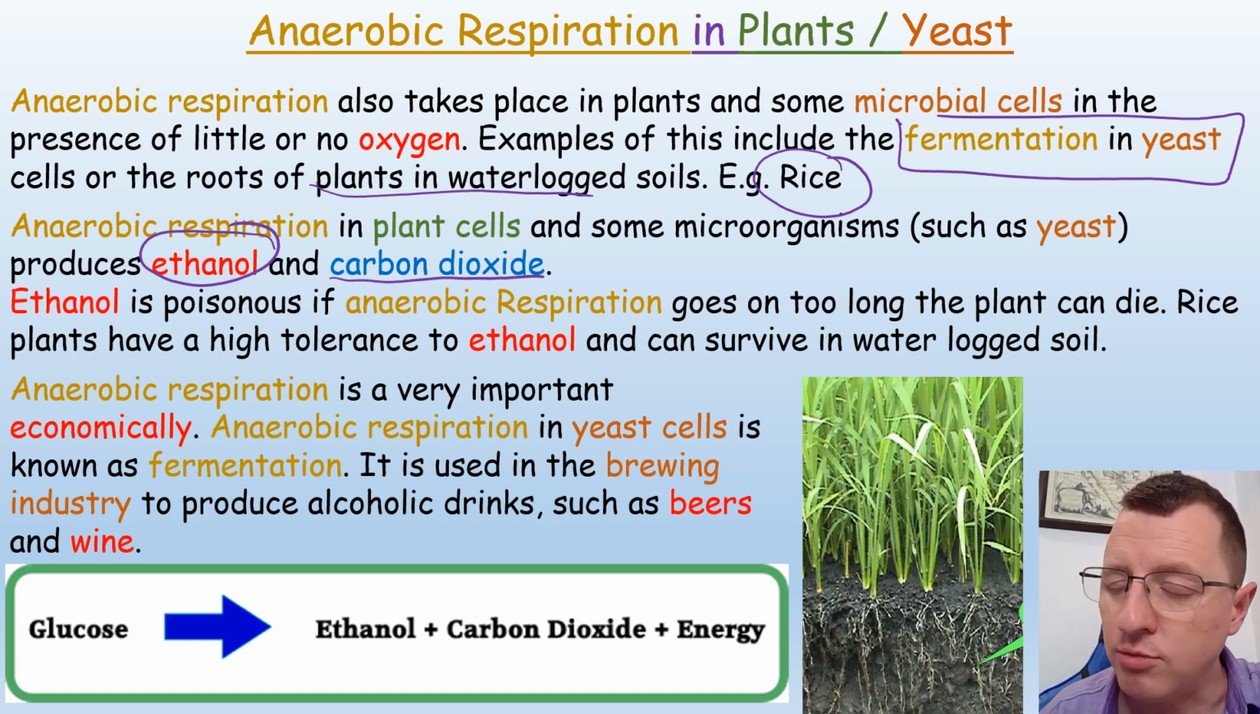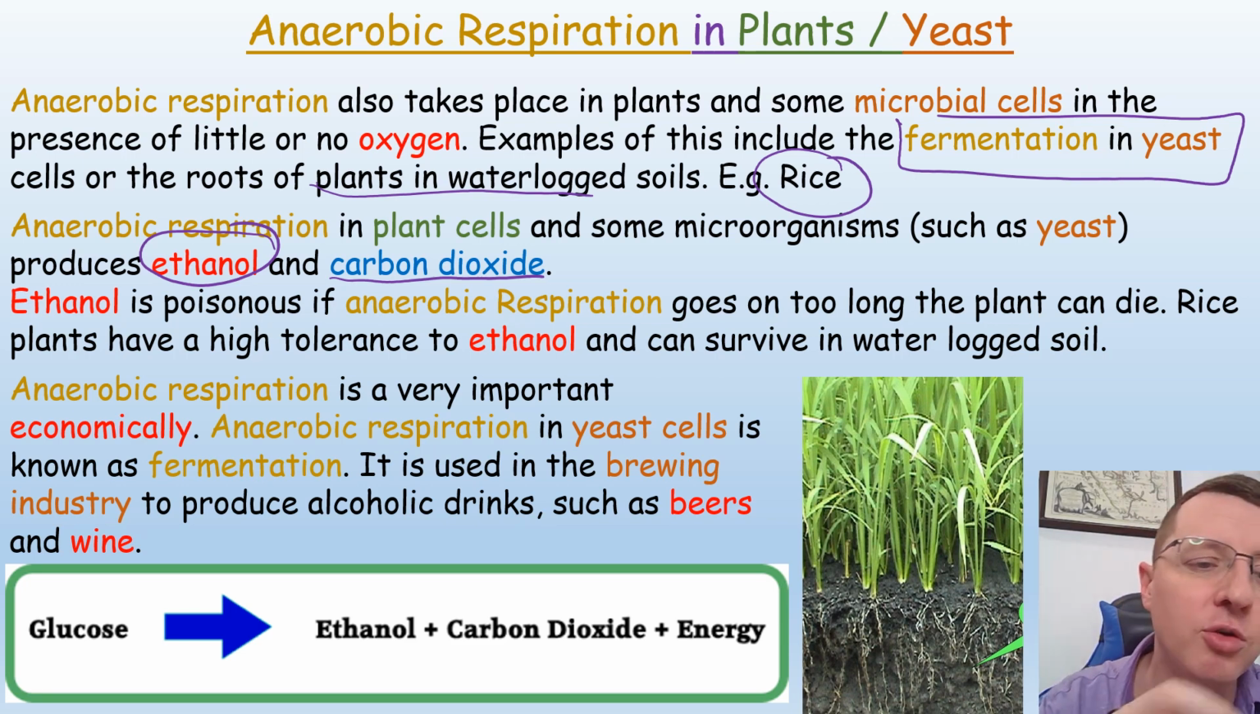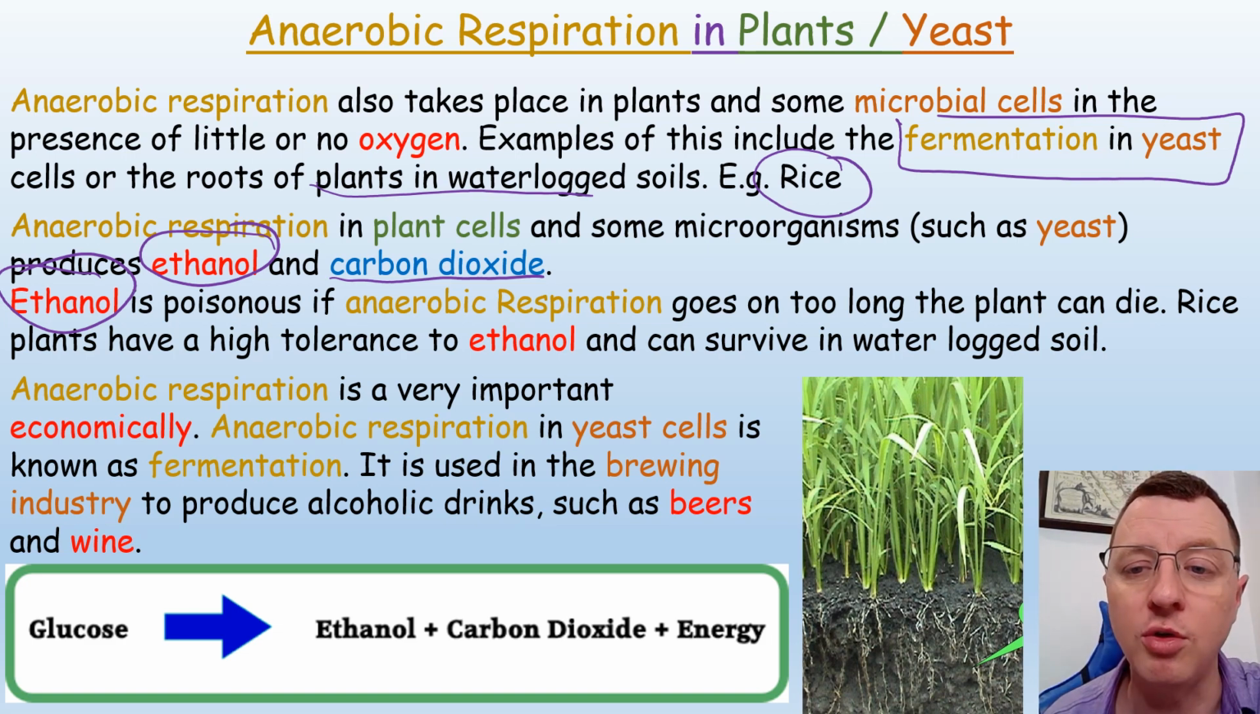So those root hair cells within the waterlogged soil will begin to carry out anaerobic respiration, and that means they're going to produce ethanol. And ethanol is poisonous if anaerobic respiration goes on too long, and your plant can die due to overwatering and the continued anaerobic respiration in the root cells that this creates.